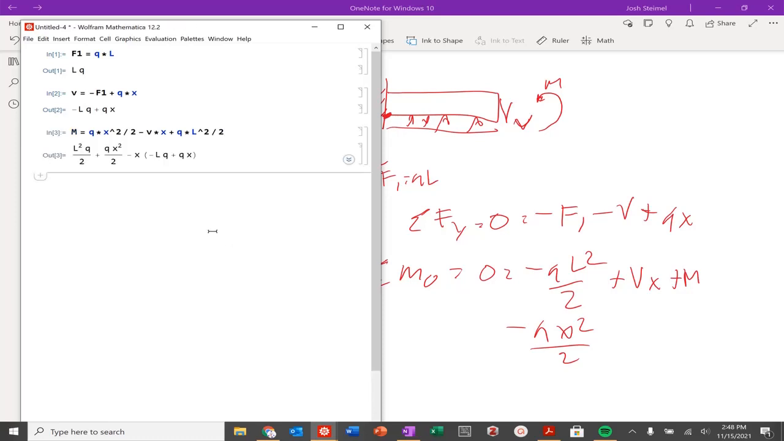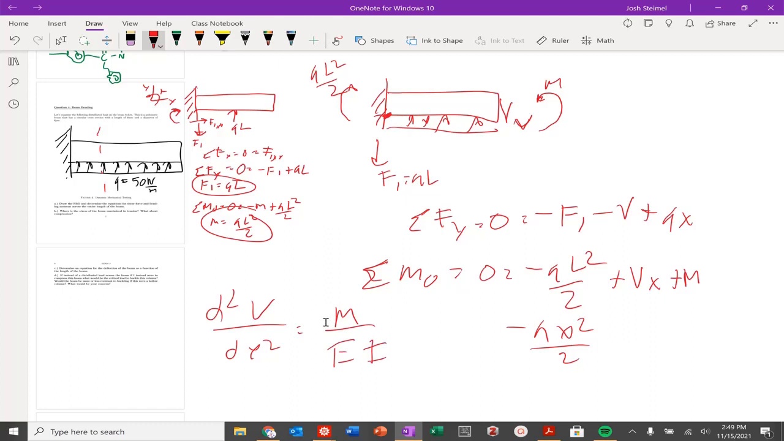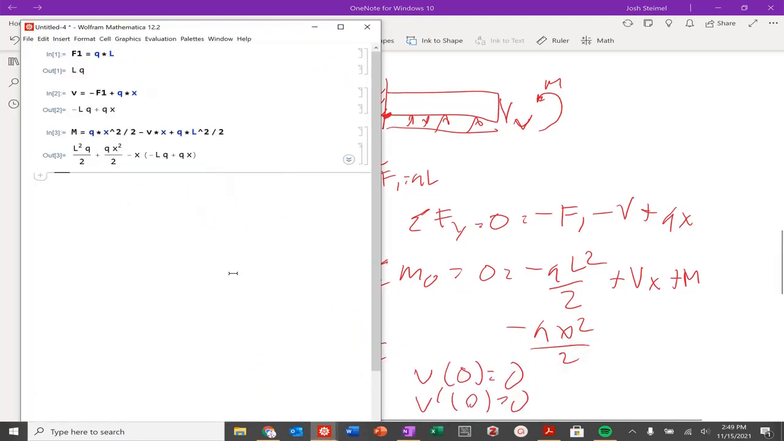And we're going to go ahead and do, again, so now we needed this expression for deflection of the beam. So we have this expression that our deflection, d squared v over dx squared, is equal to M over EI. We also know our boundary conditions: the deflection at x equals 0 is going to be 0, and the slope of the deflection there will also be 0. So I need to solve my ODE.